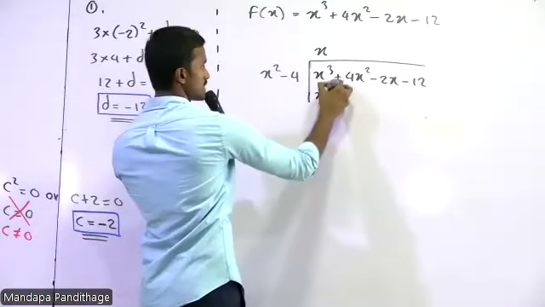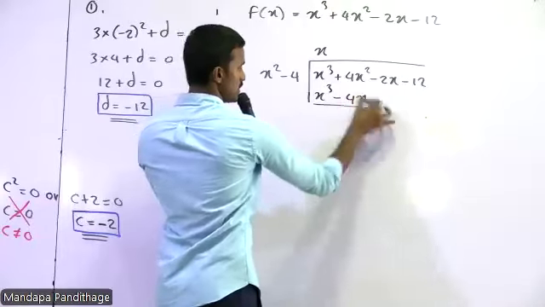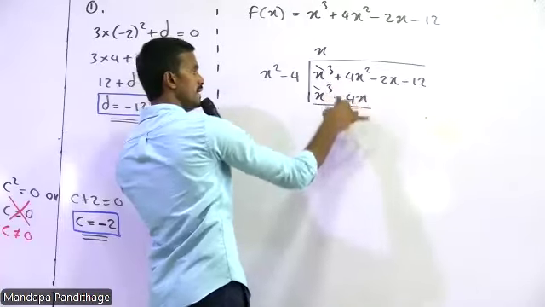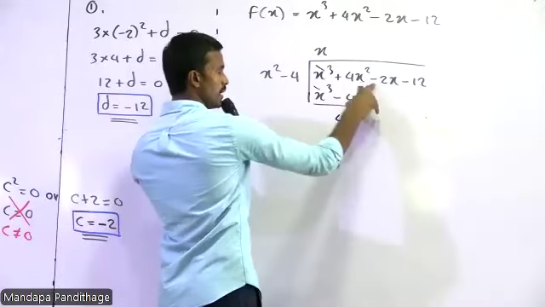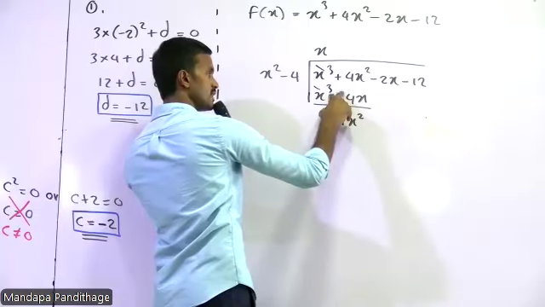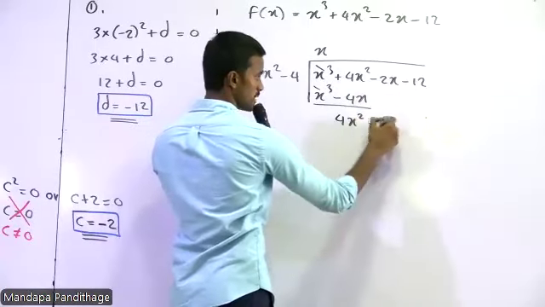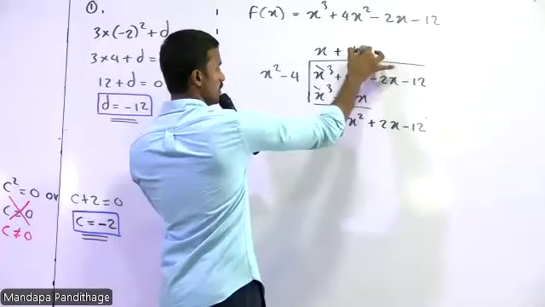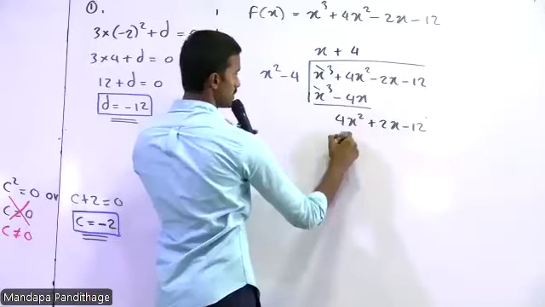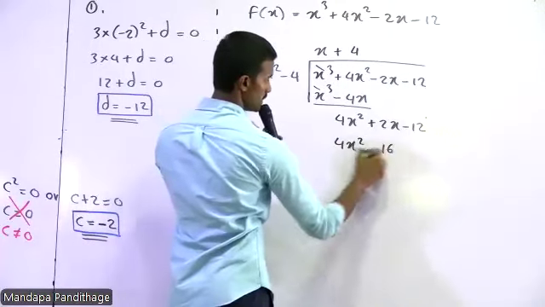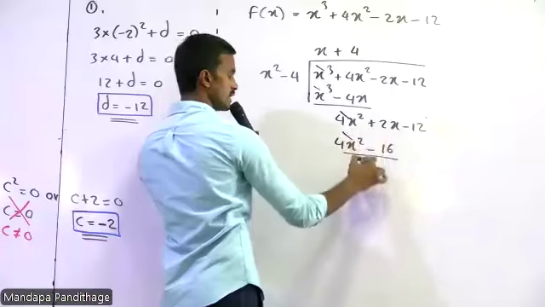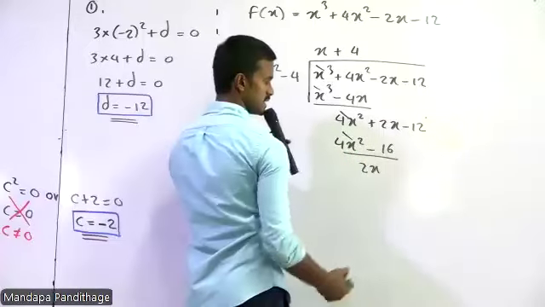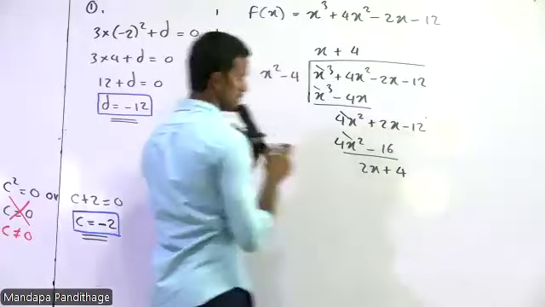So when you multiply, it's x cube minus 4x. Here, there's no term to get subtracted from 4x squared. It directly comes down. Minus 2x minus 4x is plus 4, minus 2 plus 4 is plus 2x, minus 12. 4x squared divided by x squared is 4. When you multiply, it's 4x squared minus 16. Which gives you 2x, directly comes down. Minus 12 minus 16 is plus 16. Minus 12 plus 16 is 4.